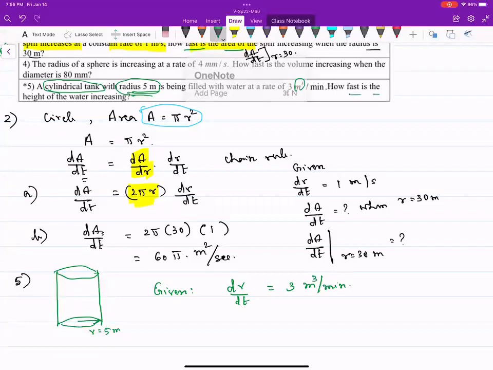How fast is the height of water increasing? Height, that means dH by dt. You're asking dH by dt. So what is asked? dH by dt.